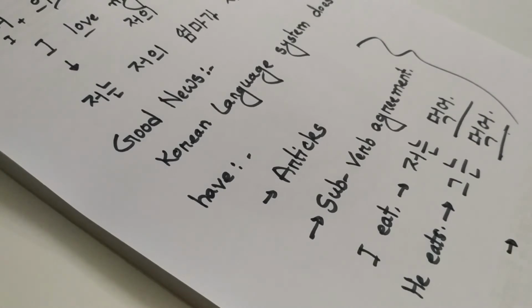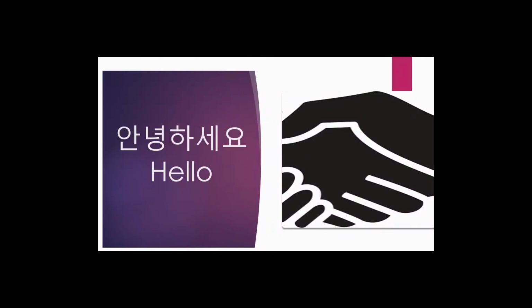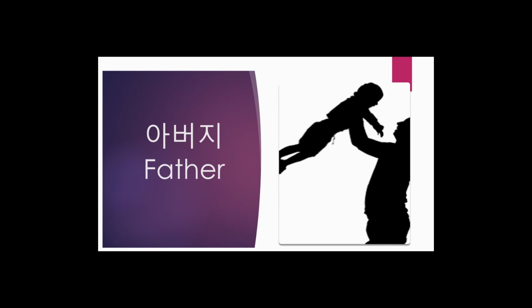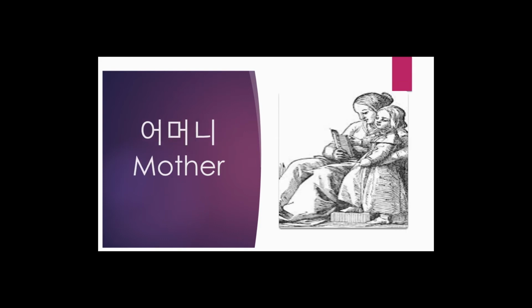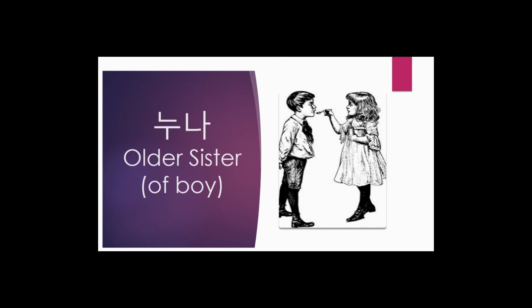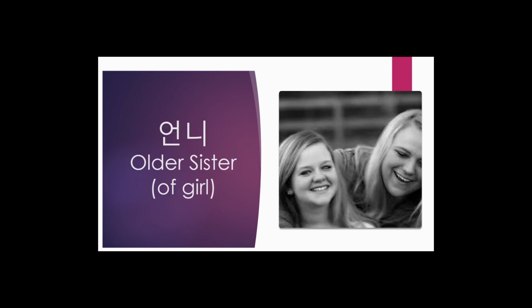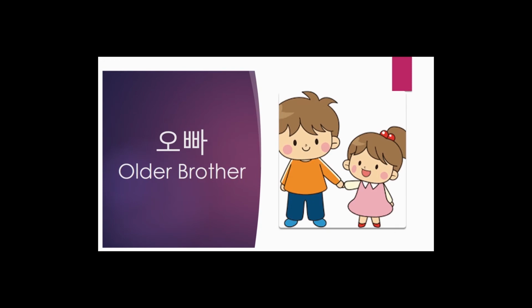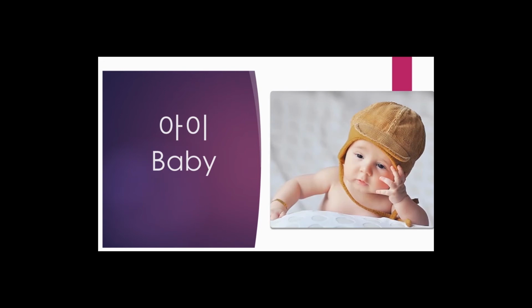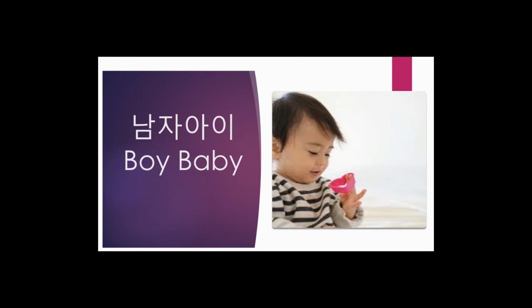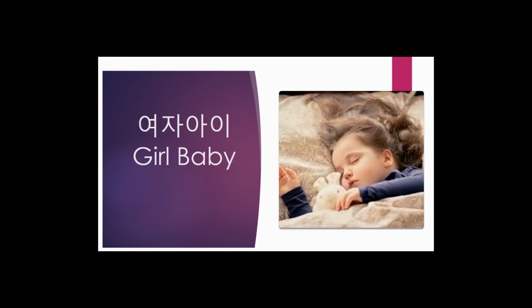Now that we know how to make sentence and how to make meaningful words, let's see some other words. 안녕하세요, hello. 아버지, father. 어머니, mother. 누나, older sister. 언니, older sister. 오빠, older brother. 아이, baby. 남자아이, boy baby. 여자아이, girl baby.